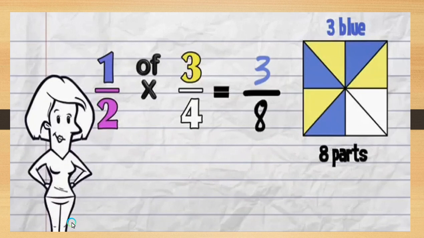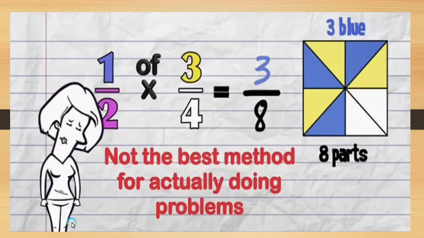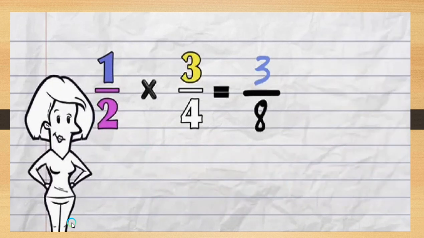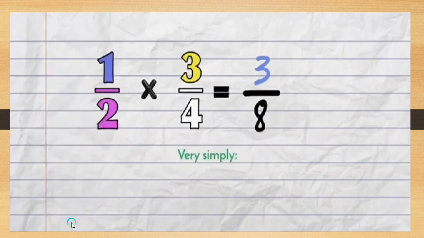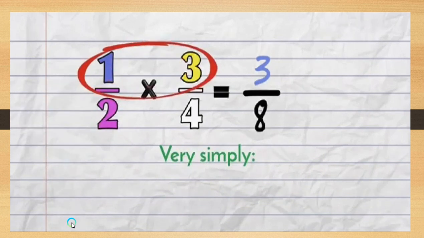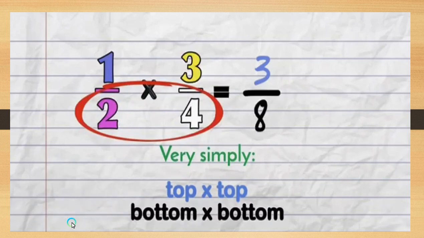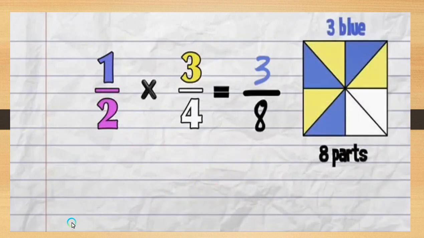This model or diagram is not always necessary to use, because it is not the best method for actually doing problems. So what do I have to do? I need another method. What's this method? It's the general form. It's very simple. I will multiply top times top and bottom times bottom, and I will get 3/8, exactly the same result as our diagram.